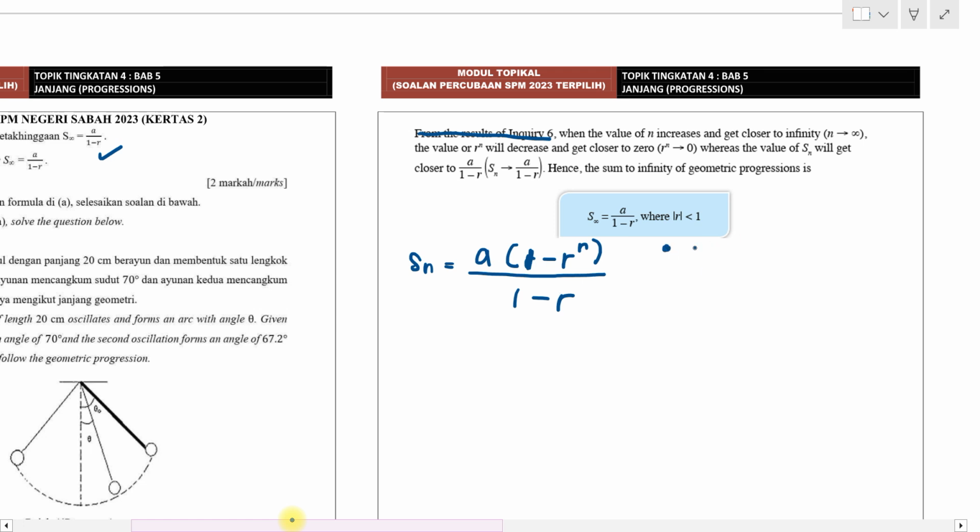Okay, when n approaching infinity, okay, when the n, with an arrow, approaching infinity, so the Rn approaching 0.